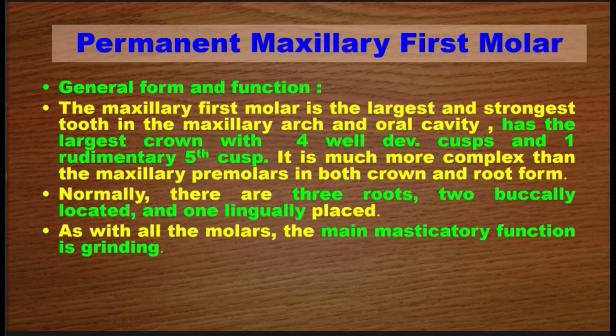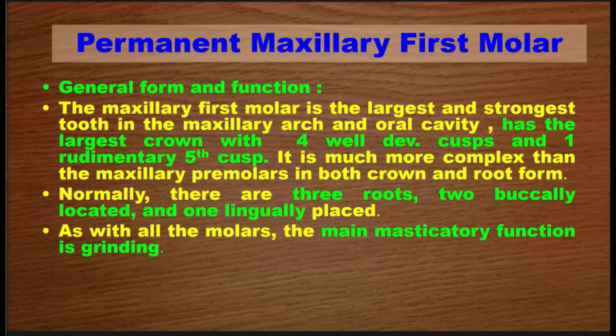Okay, permanent maxillary first molar, general form and function. The maxillary first molar is the largest and the strongest tooth in the maxillary arch and oral cavity. It has the largest crown with 4 well-developed cusps and 1 rudimentary fifth cusp, the cusp of Carabelli. It is much more complex than the maxillary premolars in both crown and root form. Much more complex means the number of cusps is big, the number of sulci, all these depressions, everything is big. The developmental groove pattern is different, so everything is complex.